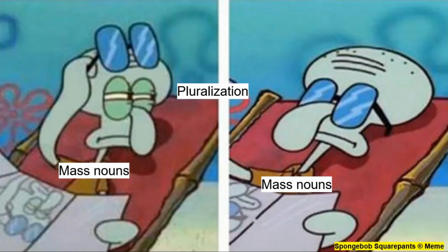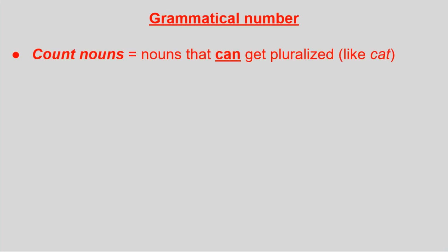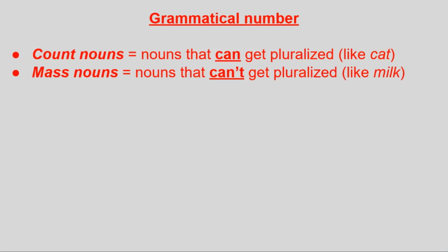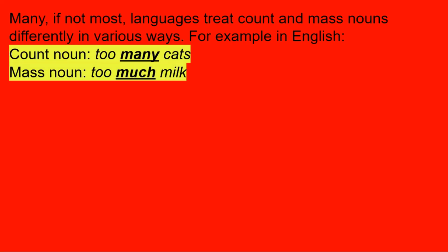And to end this section, we gotta talk about whether certain nouns even allow pluralization in the first place. There are three types of nouns for this. First, nouns that can get pluralized are called count nouns, like cat. Contrast this with nouns that can't get pluralized, like milk. These are called mass nouns as they're seen as a mass of themselves. They're also sometimes called uncountable nouns. Languages often treat nouns differently depending on which category they fall into, like how someone could have too many cats but too much milk, if either of those limits even exists.